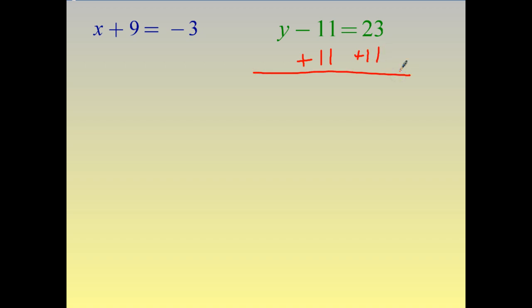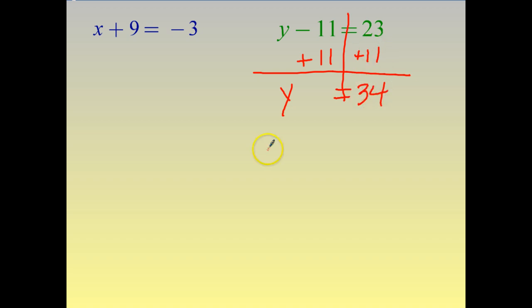What am I doing to y? I have y, and then I subtracted 11, and it got me to 23, so I want to go back. Instead of subtracting 11, I'm going to add 11. I did it to both sides. So y minus 11, and then negative 11 and positive 11 make 0, so I'm left with y is equal to 23 plus 11, which is 34.